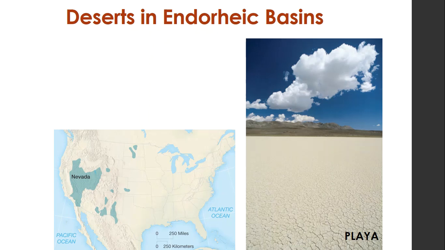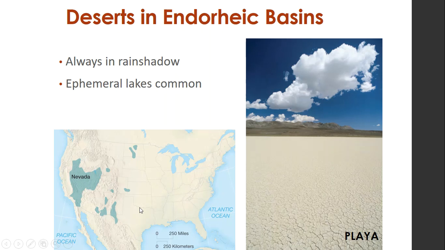We also have deserts in endorheic basins. And remember, an endorheic basin is a place where the water that falls there is not going to reach the ocean. And so it gets very, very salty, like the Great Salt Lake. These are almost always in a rain shadow. So if you notice the case of Nevada here, where the endorheic basin is, we have mountains here. The moist air comes this way. It rains on this side of the mountains, very, very dry on that side of the mountains.